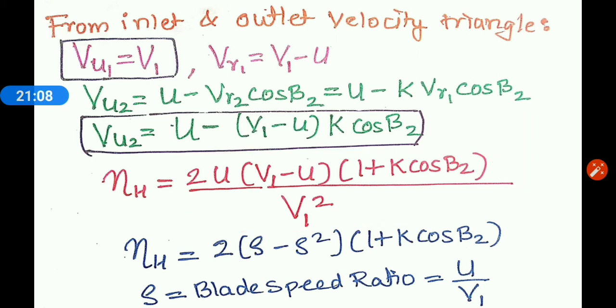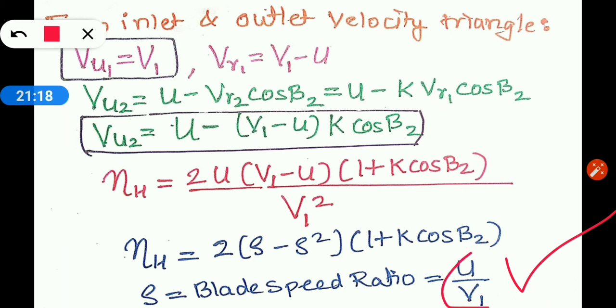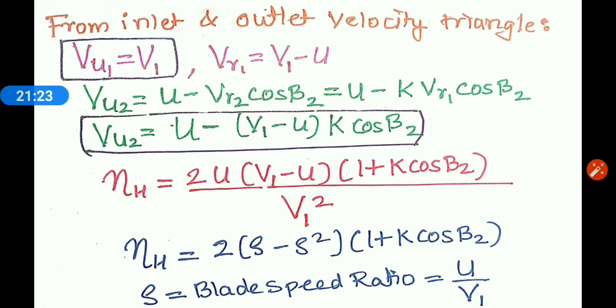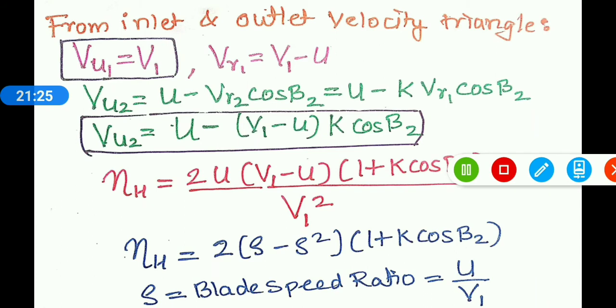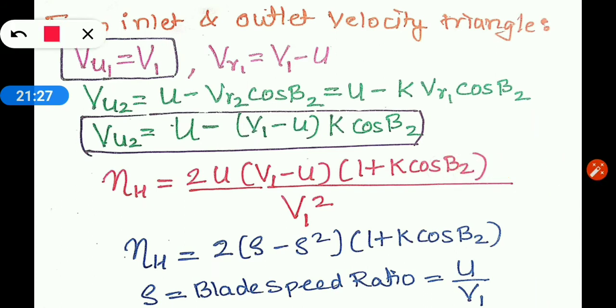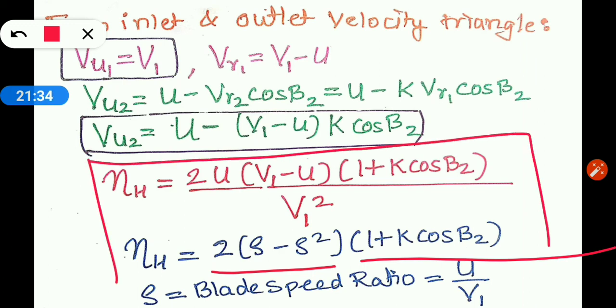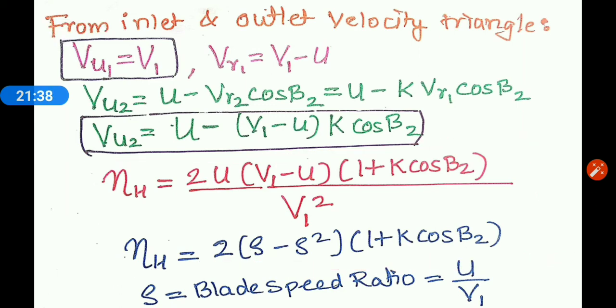Now the same formula can be written in terms of blade speed ratio. What is blade speed ratio? It is the ratio of blade velocity to absolute velocity. If you convert U by V1 in terms of that and simplify, what you will get is 2 into (rho minus rho square) into (1 plus K cos beta 2). So these two formulas are very important. They will be helpful to you in examinations. So this is what it is.